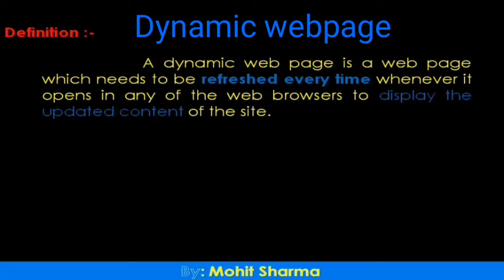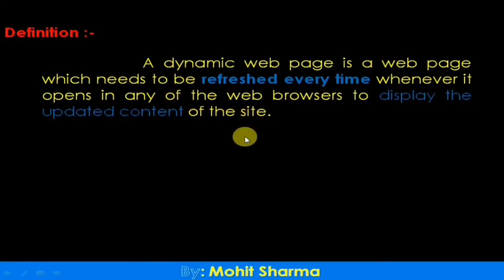We can take the example of the Google page. You see the Google Doodle there. It changes on a daily basis. Clear? So this is about the dynamic page. It means it is refreshed every time it opens, displaying the updated contents of the site on the browser. So this is about the dynamic web page.